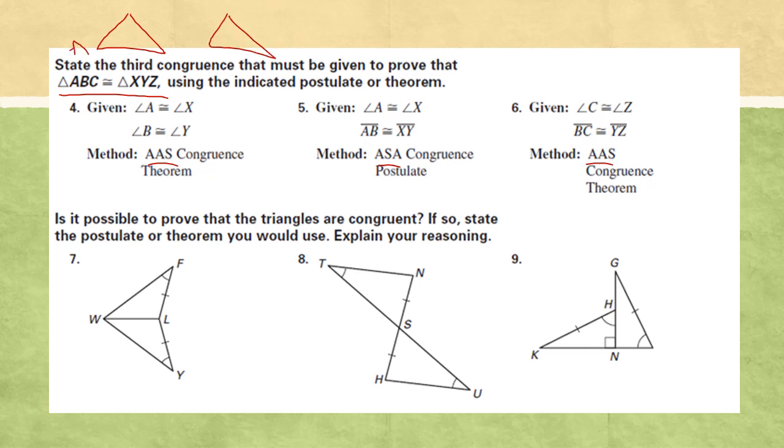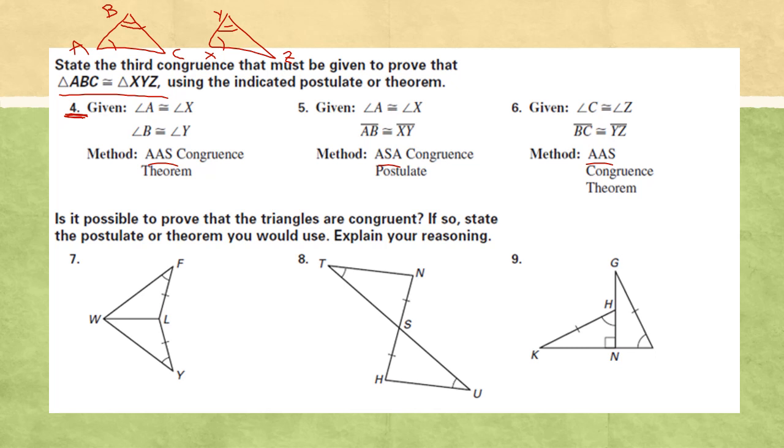So we know we have triangle ABC, and we're saying that's congruent to triangle XYZ. So like this. If I know that A is congruent to X, and I know that B is congruent to Y, which again is just the given, I'm just looking at number 4 here. Okay, and we're going to use the method angle, angle, side. All I'm doing is missing a side.